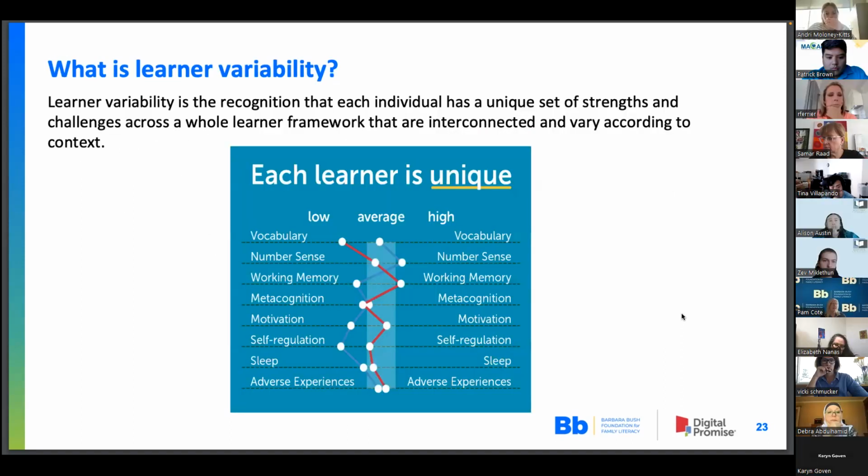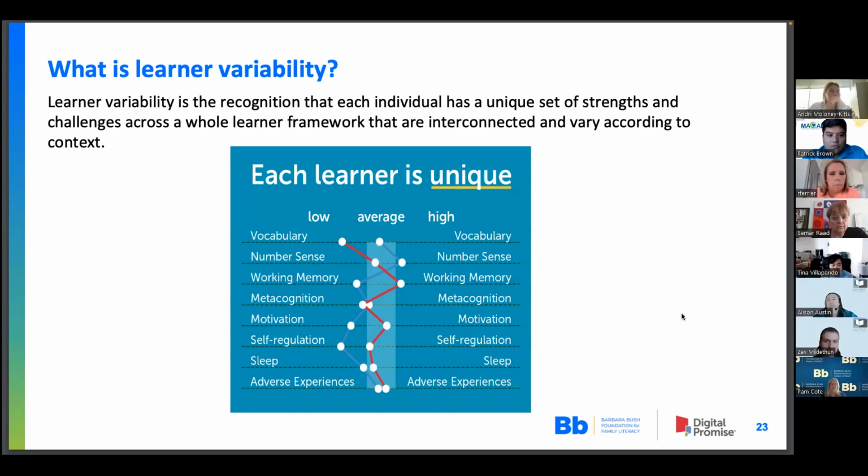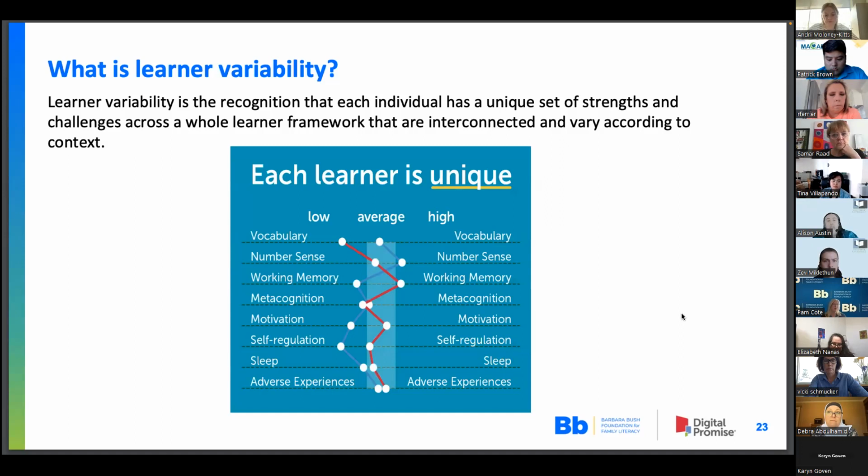So I'm going to scroll ahead and specifically talk about learner variability and then give you a chance to do an activity on that. So learner variability is the recognition that we all have a unique set of skills and that they're interconnected and that there's no average learner. So if you look at the graphic we have here, it specifically talks about how someone could have very strong working memory, but might struggle with self-regulation. And then learner variability also talks about how it's not just about cognition, but it's also about the social emotional part. And so, for example, we know that if you're not getting the sleep you need, it could affect your working memory and possibly your motivation.